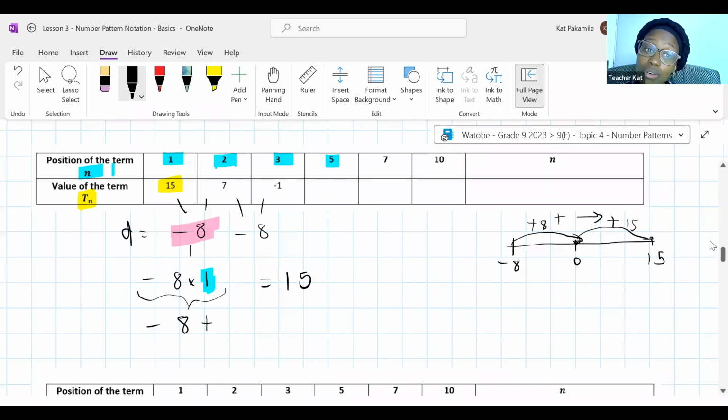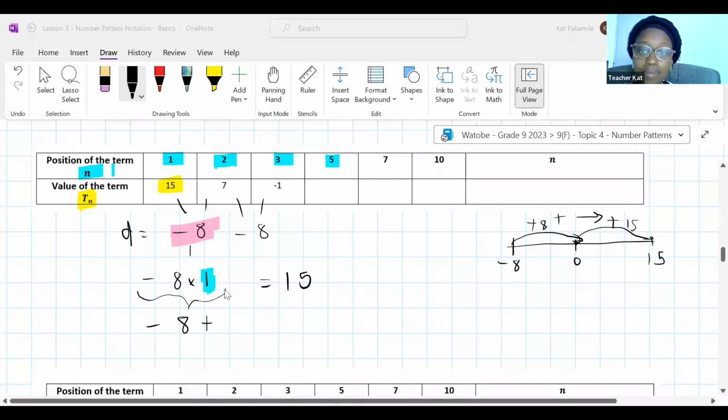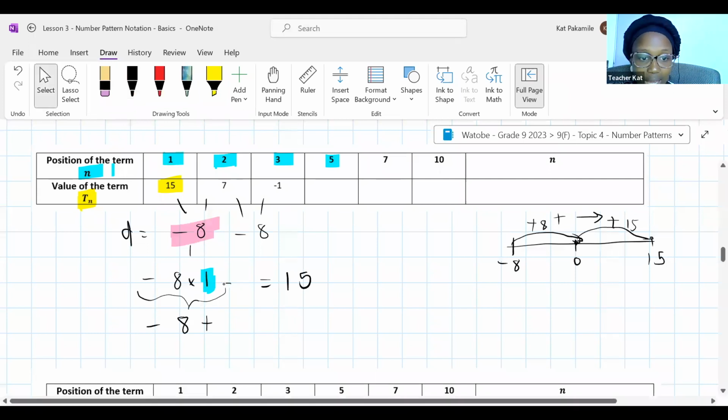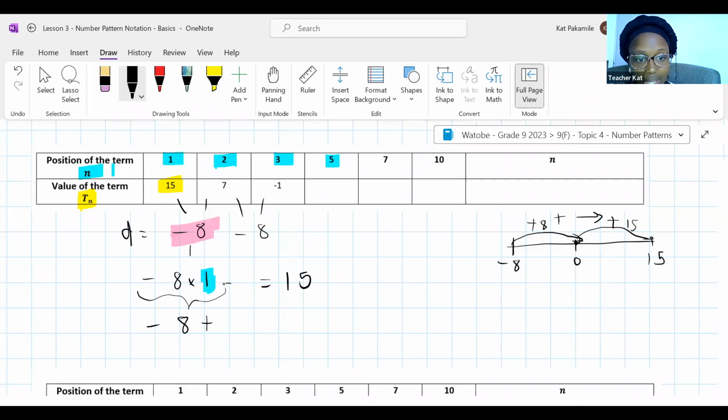Oh, we need to go and revise. Thank you. We need to go and revise our integers, guys. I'll be blessed if we go and revise our integers, guys. Please. Okay, so here we start at -8 and we have to add 23 and we'll be at 15.